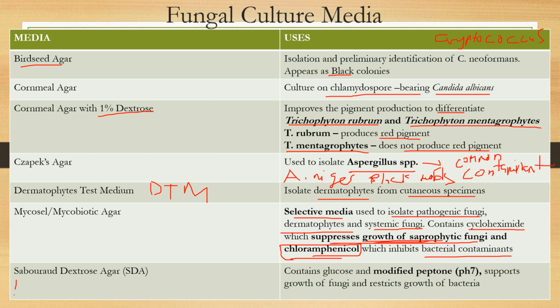And the most common, so this, class, is known also as, kindly write this down, the routine media. If we have nutrient agar or nutrient broth in bacteriology, in your mycology or fungi, we have the so-called Sabouraud dextrose agar or the SDA. They contain glucose and modified peptone set at a pH of 7, support growth of fungi, and restrict the growth of bacteria.